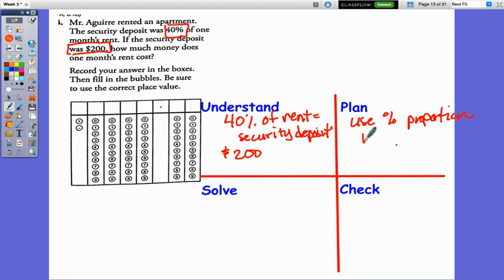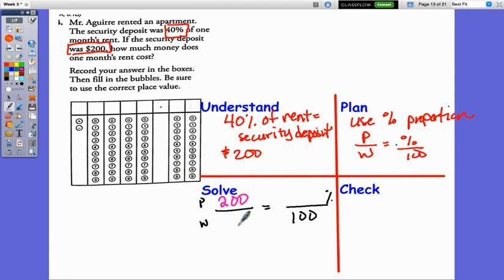And remember, that is part to whole equals percent over 100. So I'm going to go ahead and start with my percent proportion. I'm going to put my 100 in there. I'm going to put my percent sign over here. I have part to whole. So the security deposit is a part, right? Because it's a piece of the whole. So I'm going to add $200 as my part.